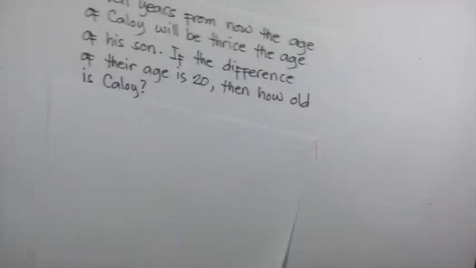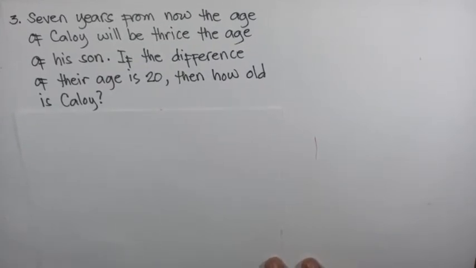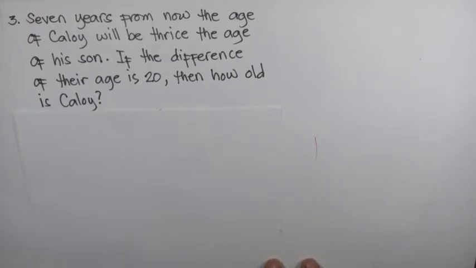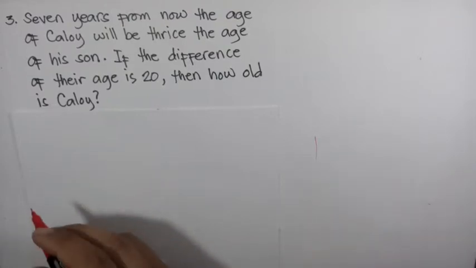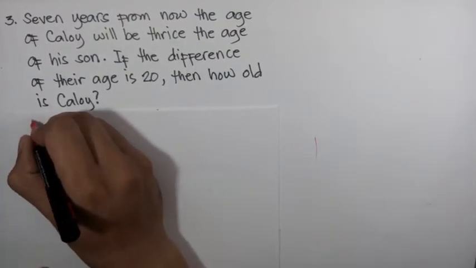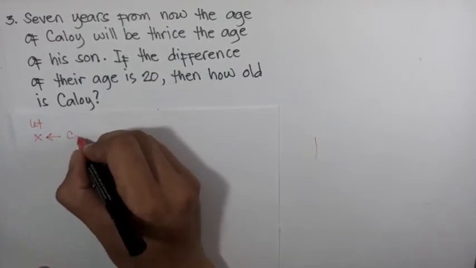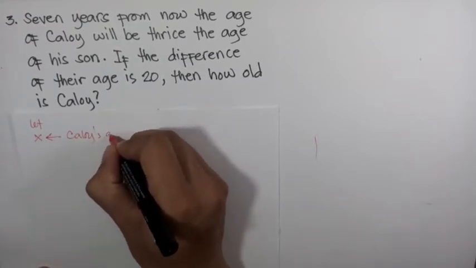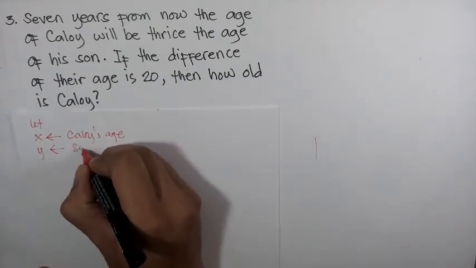Okay. Next, let's go for number 3. 7 years from now, the age of Kaloy will be thrice the age of his son. If the difference of their age is 20, then how old is Kaloy? Now, there are two subjects here, still an age problem. It's Kaloy's age and son's age. So we'll assign variables for that. We let x be the age of Kaloy, and let's say y for his son's age.